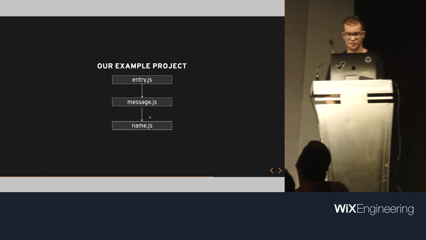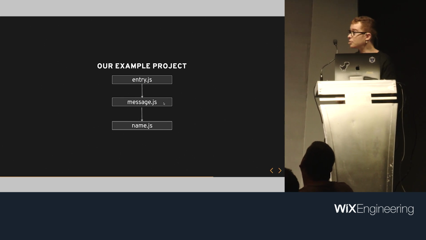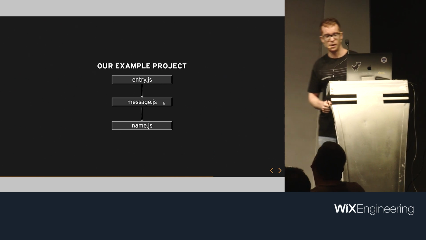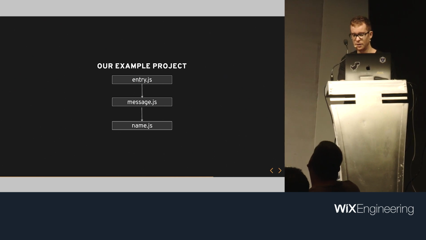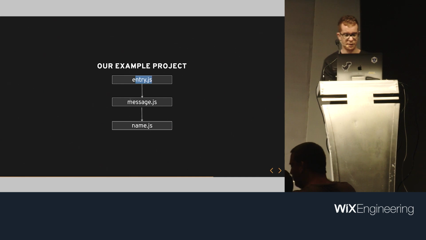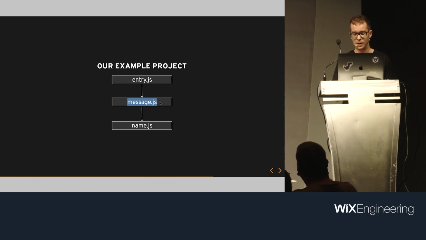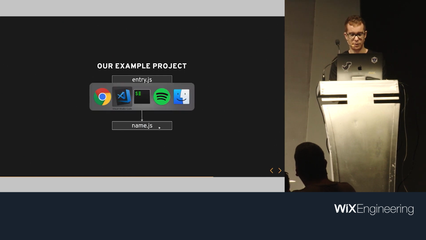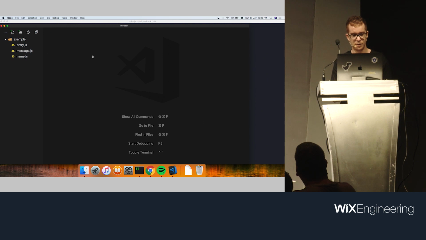I also prepared an example project, and let me just go over it with you. This is the example project that our bundler is going to work on. And we have an entry file. This entry file will depend on another module called message, and message will depend on a third module called name. So just a really simple linear chain of dependencies, and this is how it looks like on the IDE.